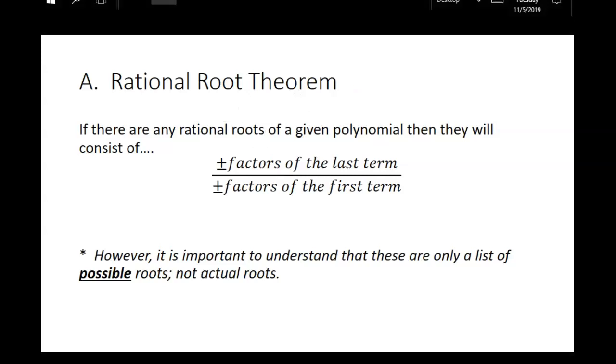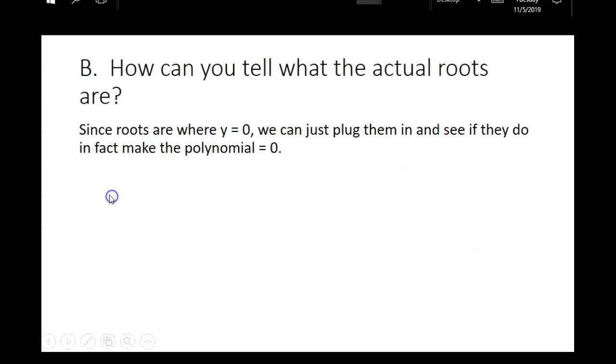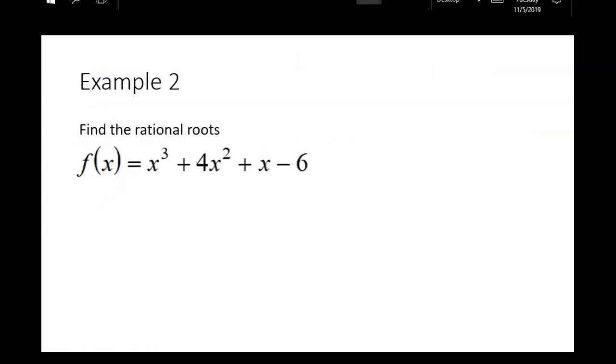So, let's go ahead and begin. So remember, after we do this little step, it only tells you the possible roots. It doesn't tell you what the actual roots are. So how do we know what the actual roots are? We talked about it already. We're going to plug them in, and if they make it equal 0, then that's an actual root. Okay? So, let's do one here. Go ahead and write down example 2.